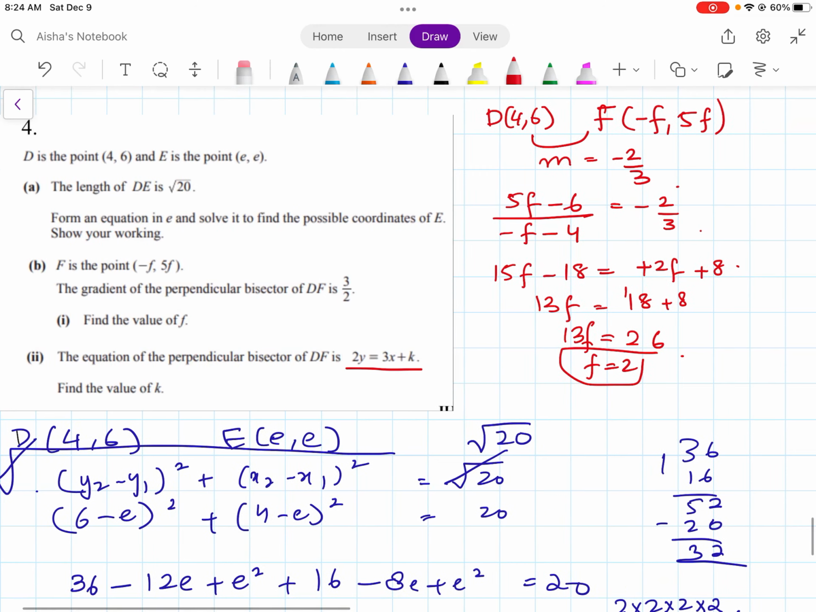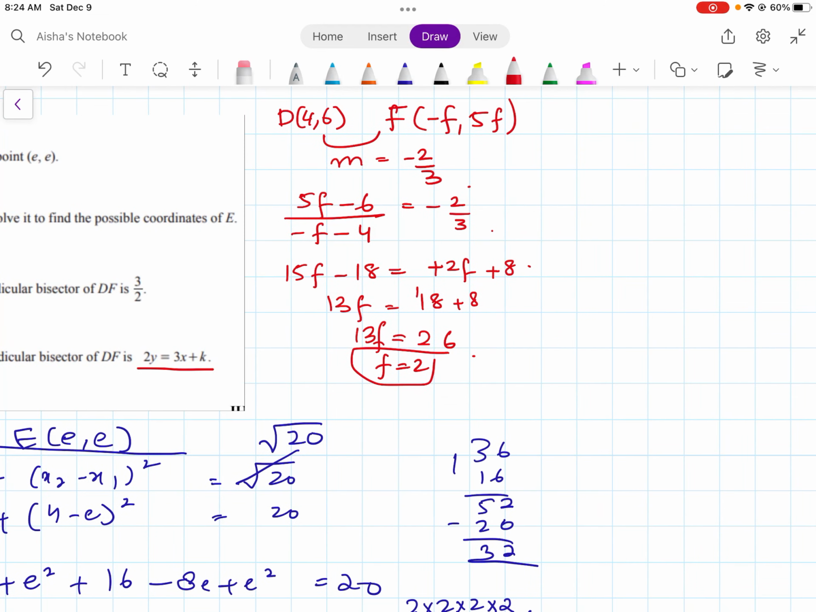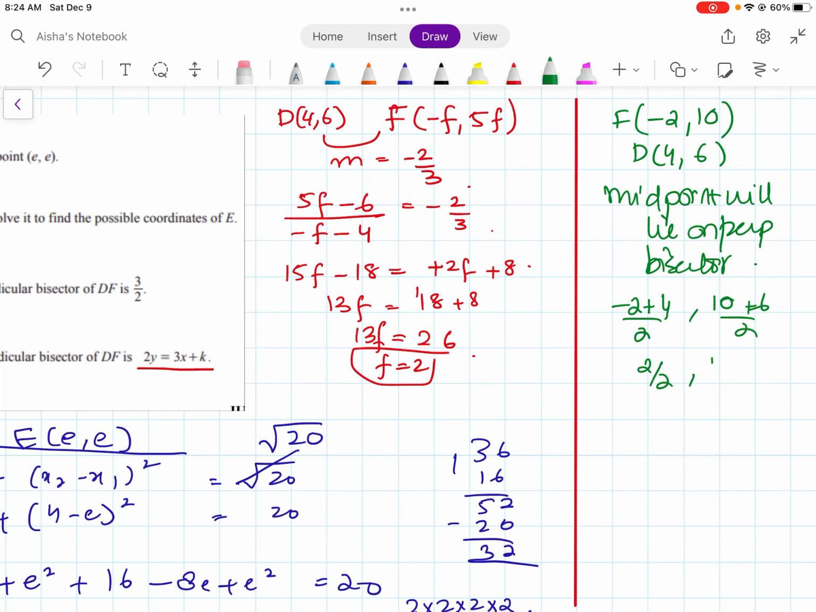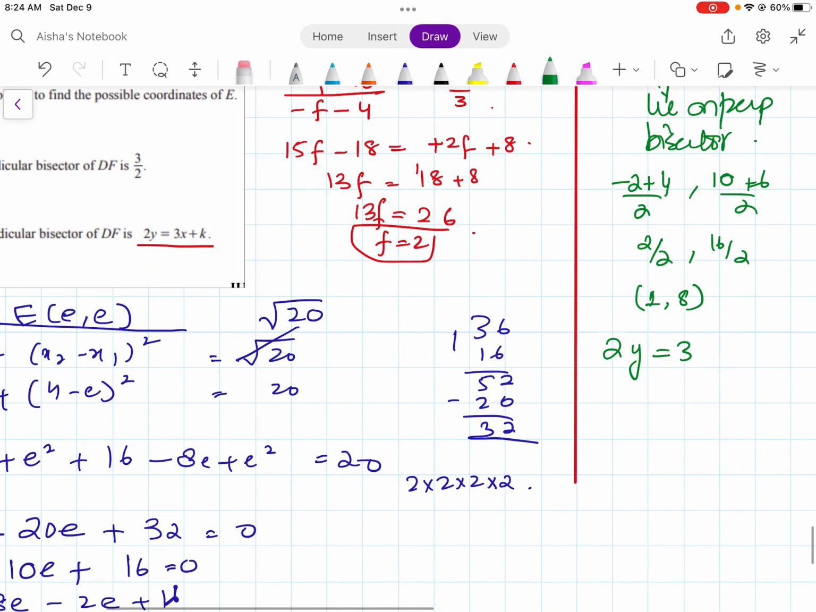Now, the equation of the perpendicular bisector is this. First, find out the value of F, which we have. So my points are F is (minus 2, 10) and D is (4, 6). The midpoint will lie on the perpendicular bisector. Meaning, (minus 2 plus 4) upon 2, (10 plus 6) upon 2. So this lies on the perpendicular bisector. When a point lies on a line, you can substitute it in its equation.